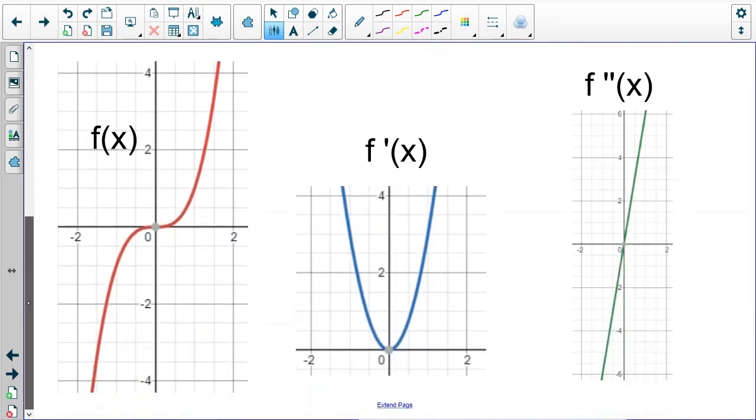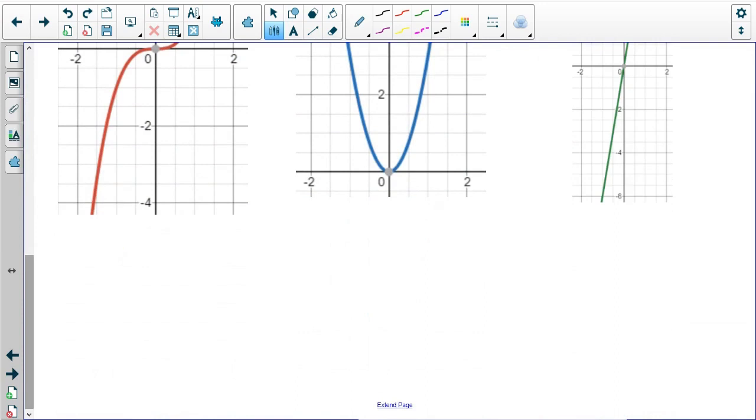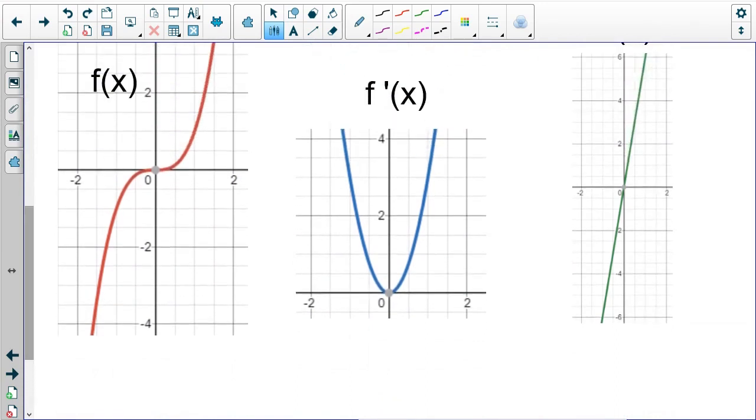Now, when I take a look at these graphs, it's pretty clear that when I'm looking at f double prime over here, there is a spot where f double prime of x, if I'm looking at just a quick sign chart, changes from negative to positive. When a function has the second derivative changing from negative to positive or positive to negative, then I have a point of inflection. So the point (0, 0) is a point of inflection.